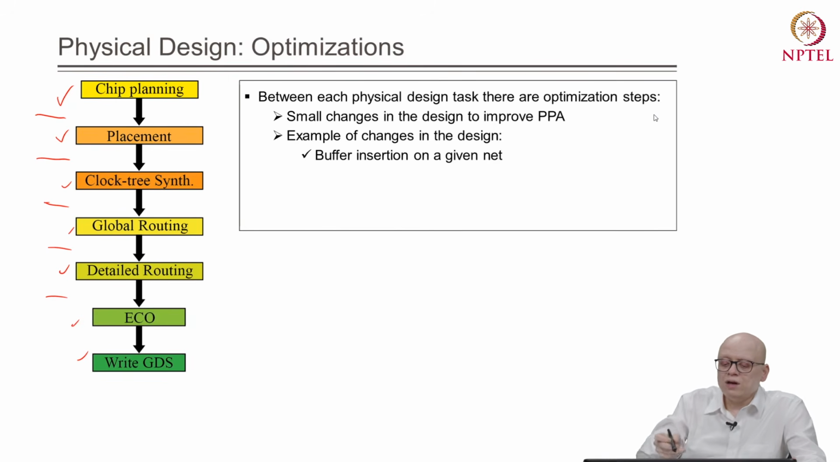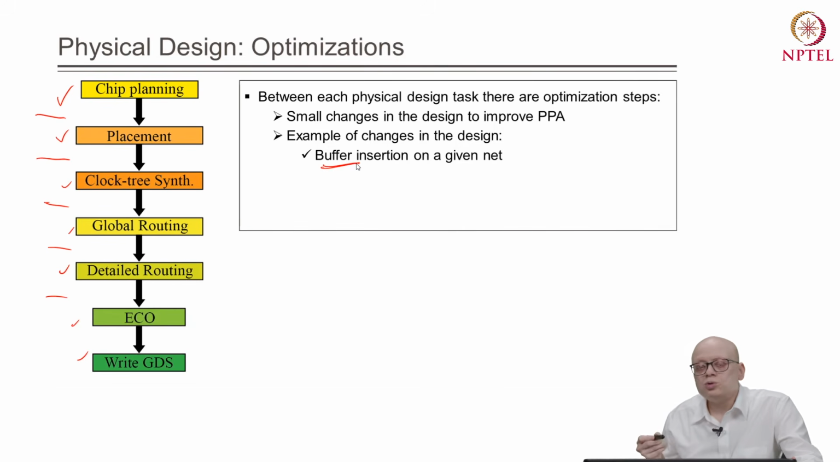For example, we can insert buffers on long wires to improve the delay, or we can change the location of the buffers or the size of the buffers for nets and so on to improve some PPA measure, or we can change the size of a given cell, right? So these are a few examples of what optimization steps can do.